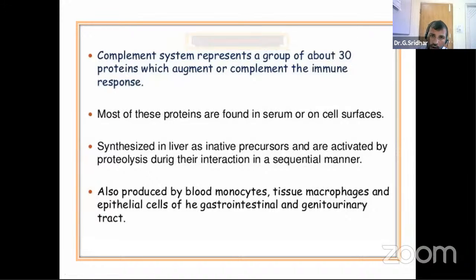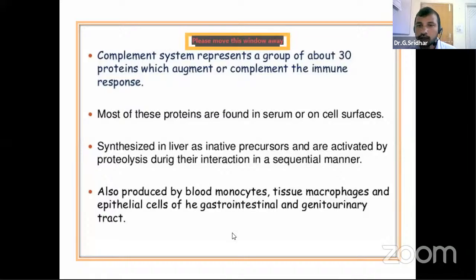But what is the main organ or source of complement protein synthesis? The main source of complement protein synthesis is the liver. That means the liver synthesizes the complement proteins mainly. To some extent, the gastrointestinal tract, macrophages, or the urogenital system can also synthesize complement proteins. But if you want to say, complement proteins are mainly synthesized by the liver.